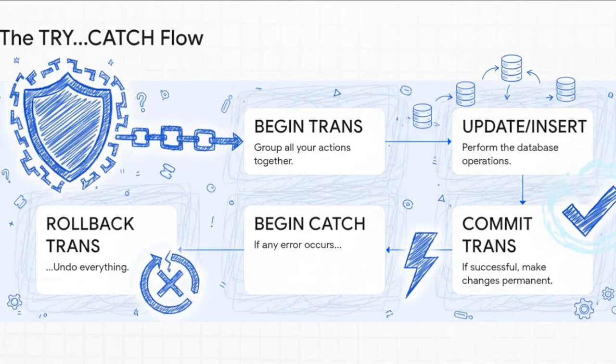You know, the logic is actually beautifully simple. First, you start a try block. Think of this as your safe zone. Inside that, you begin a transaction. Then you run all your commands, your updates, your inserts, the whole shebang. If every single one of them succeeds without a problem, you hit the commit transaction line, and all those changes become permanent. But, and this is the crucial part, if any error happens, the code immediately jumps down to the catch block, which should have one simple command, rollback. And that instantly undoes everything.